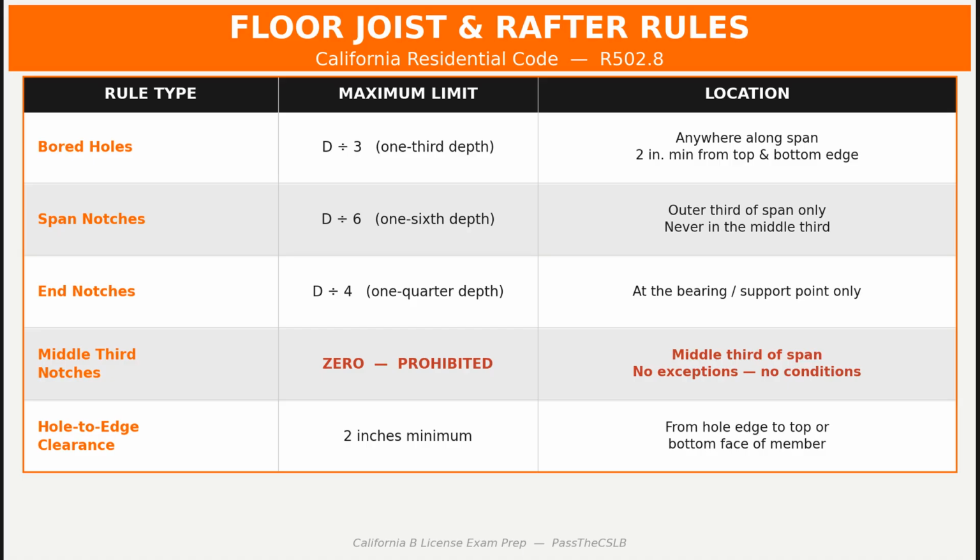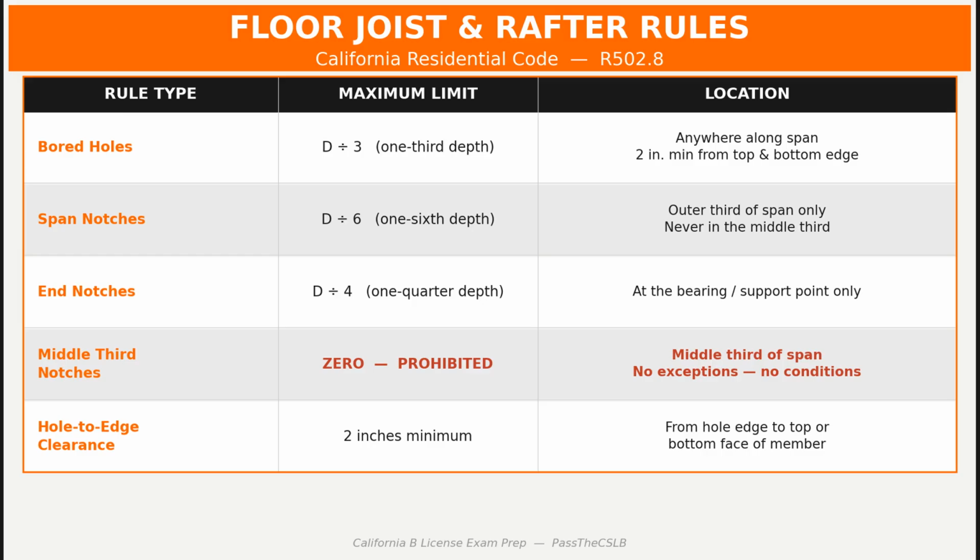Holes. The maximum diameter of any bored hole is 1/3 of the member's actual depth. Notches. The maximum depth of a notch cut into the top or bottom of the joist, located in the outer thirds of the span, is 1/6 of the actual depth. Ends. The maximum depth of an end notch at the bearing point is 1/4 of the actual depth. The sequence is 1/3, 1/6, 1/4.